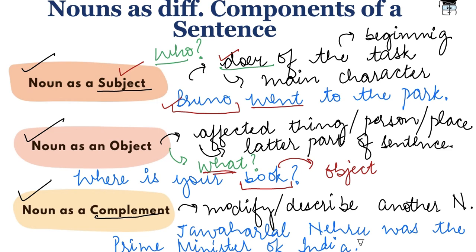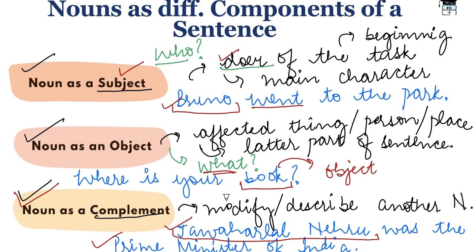Okay. Now, in this sentence, if I look carefully, Jawaharlal Nehru is a pronoun, right? And Prime Minister is another noun that acts like a complement to the pronoun here. The noun Prime Minister acts like a complement to the pronoun Jawaharlal Nehru. Who was Jawaharlal Nehru? He was the Prime Minister. So a complement or tag can be given to another noun when we're talking about a pronoun here, right? So that is what is called noun as a complement. These are the three components of noun acting in a sentence. I hope that is clear.